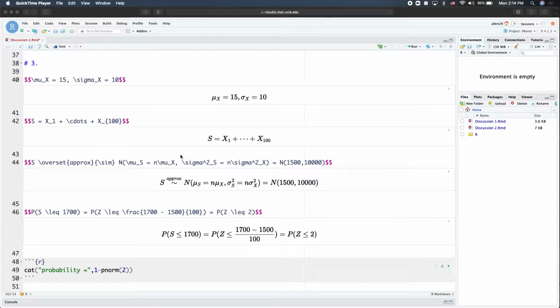So for s less than or equal to 1700, we can apply the same transformation: minus the mean and over the standard deviation. So minus 1500 and then over 100. 100 is the standard deviation; that is the square root of the variance. And then we will have z less than 2.